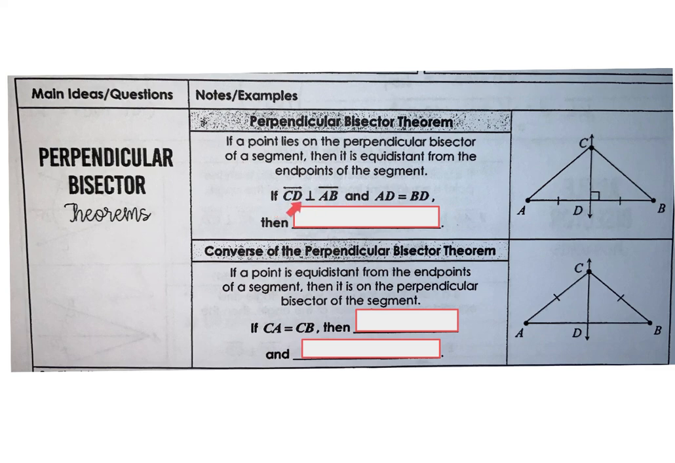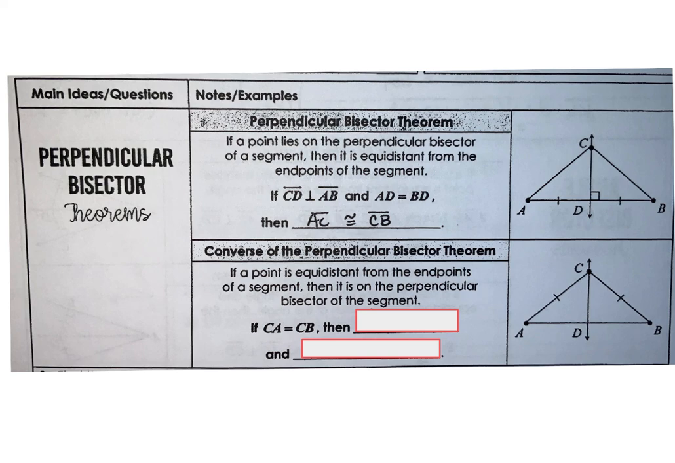So this says if CD is perpendicular to AB and AD is congruent to BD, or equal, the lengths, then something else must be true. What must be true is that your line segment AC must be congruent to your line segment CB. If every point on this line is the same distance away from the endpoints, then that means A is the same distance away from C as B is from C. So if your perpendicular bisector runs through that vertex, you are going to have equal measures there.